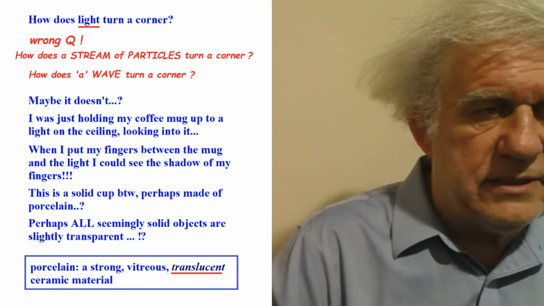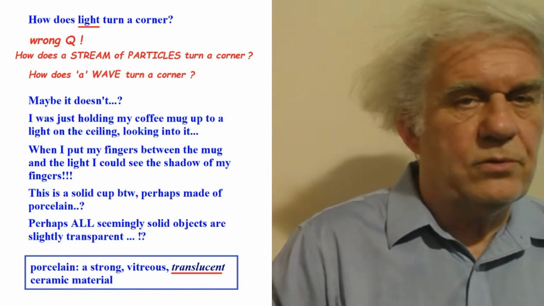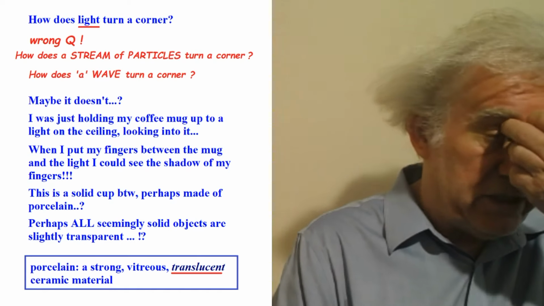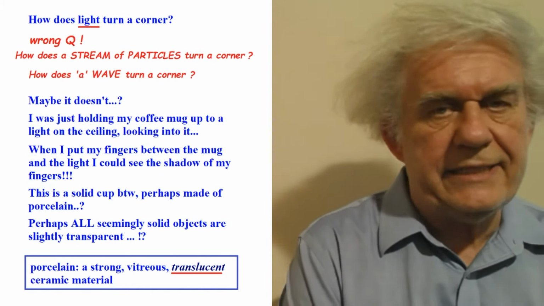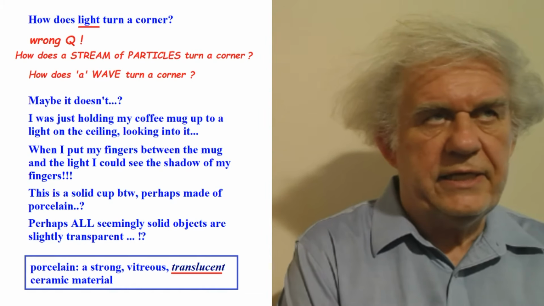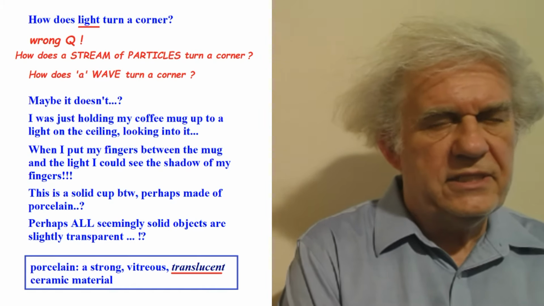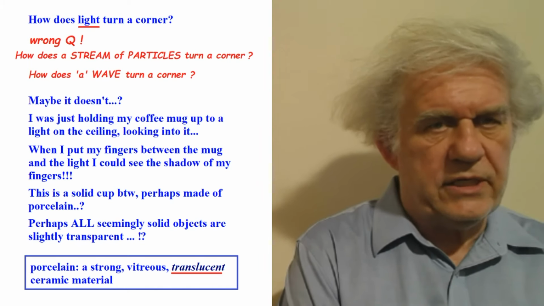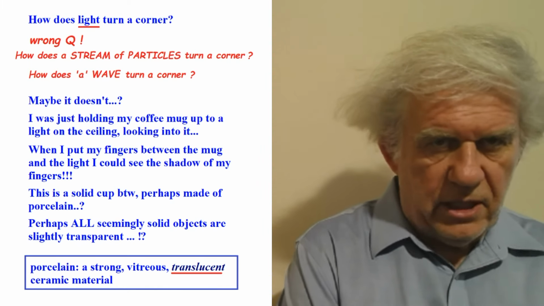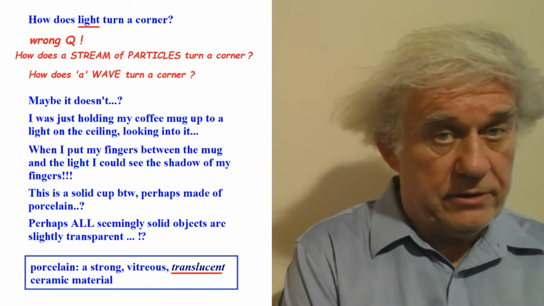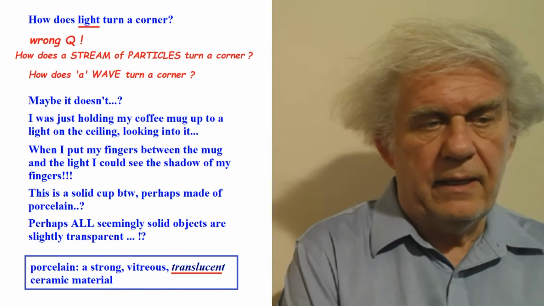A fellow says the following. He says, how does light turn a corner? And that's the wrong question, okay? Because he's using the word light. He can't use the word light. He can't use the word ray. He's got to tell us what he's talking about. Is he talking about particles, or is he talking about waves, or some other proposal that he's got?